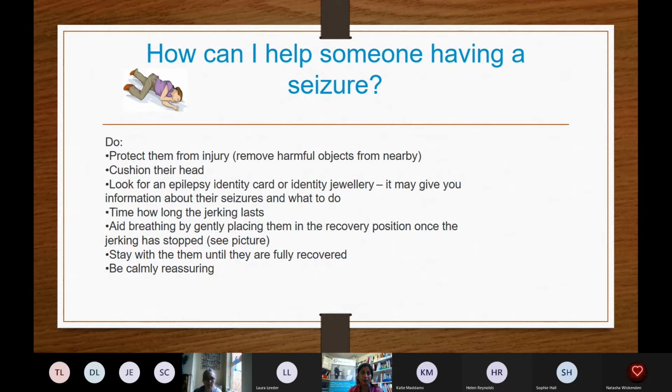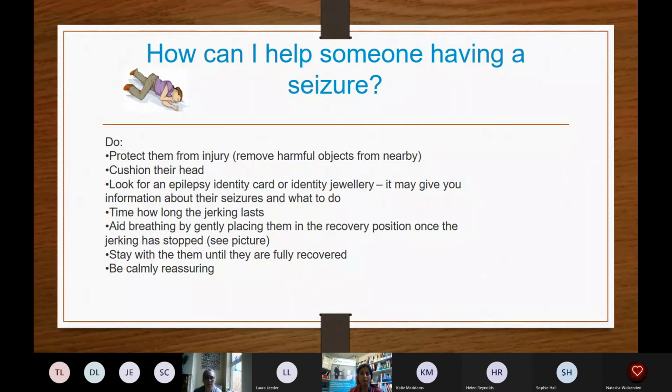So try and clear out the area, remove harmful objects from nearby, and try and basically limit the number of people that are around the child. We tend to advise cushioning the head. As I said, you can't stop it, but you just need to reassure the child that they will be okay, that help is on the way.